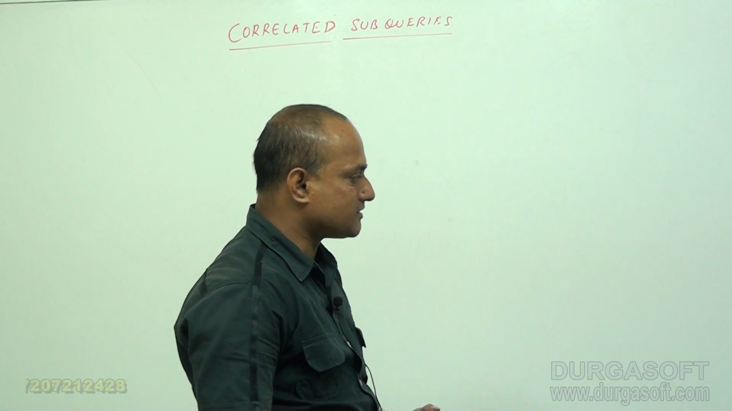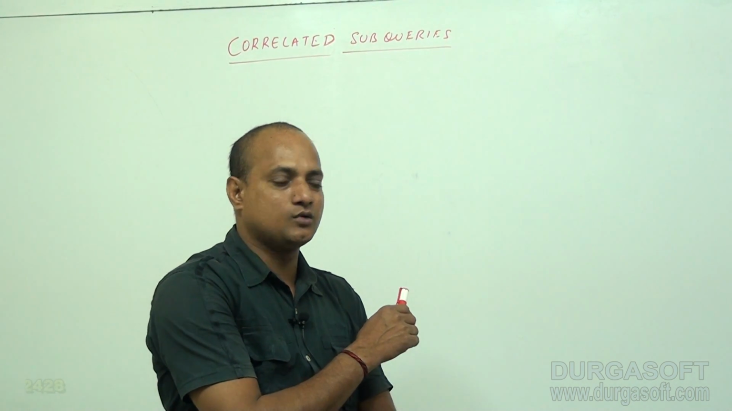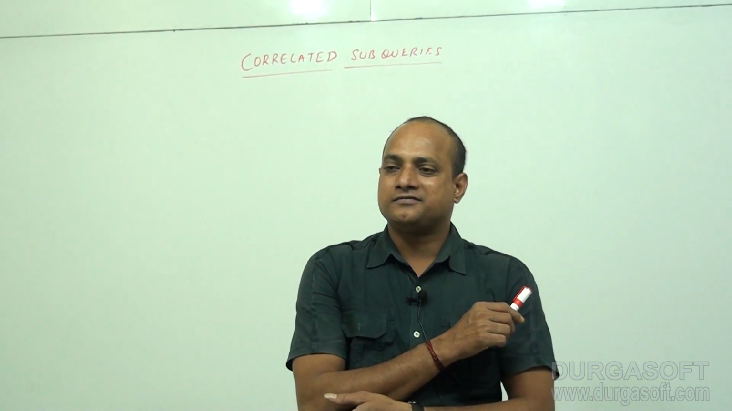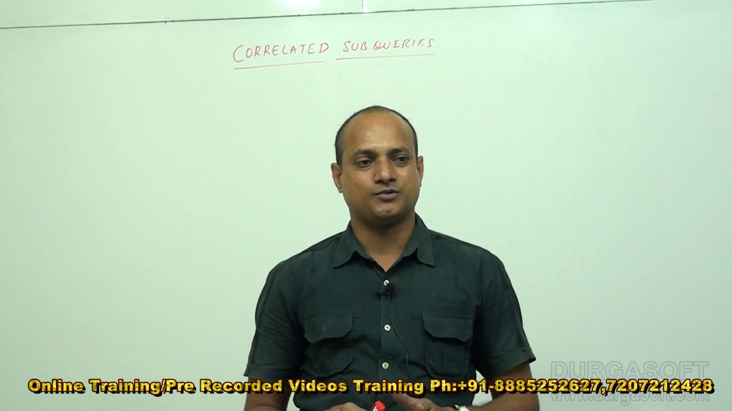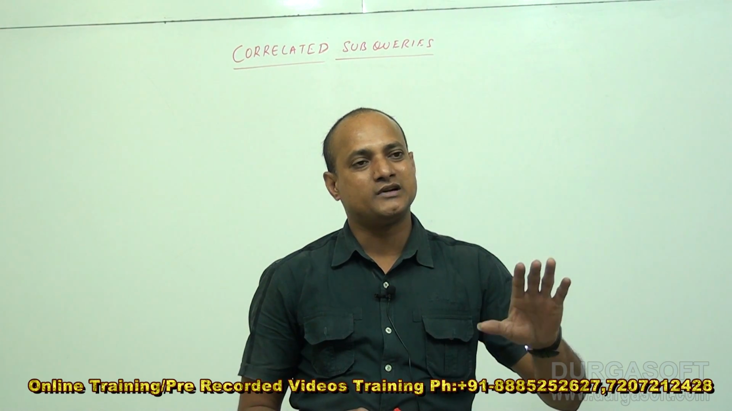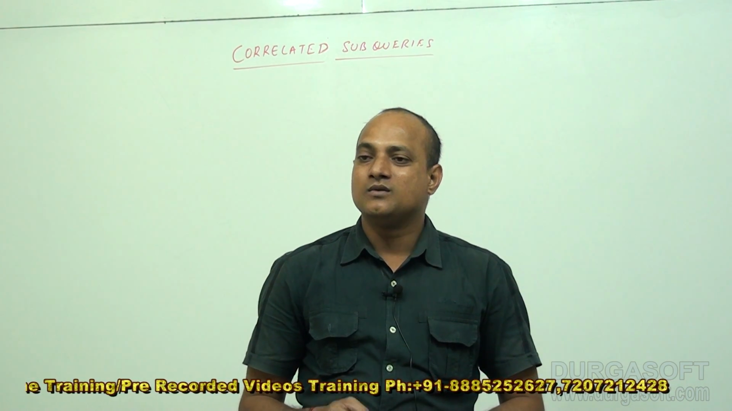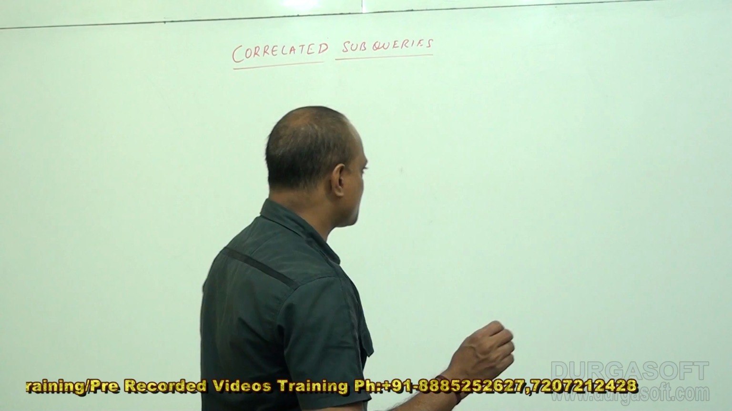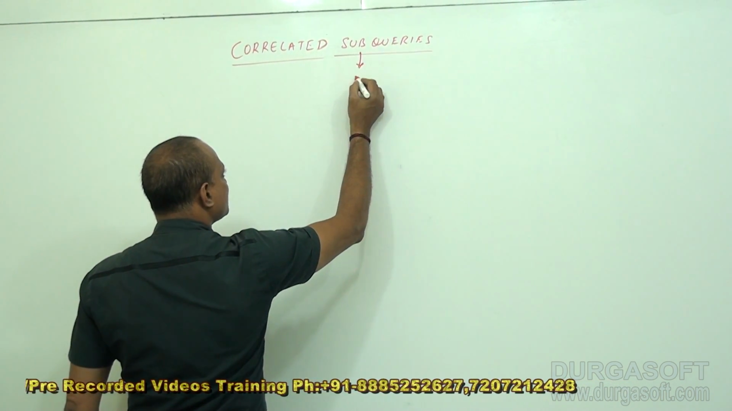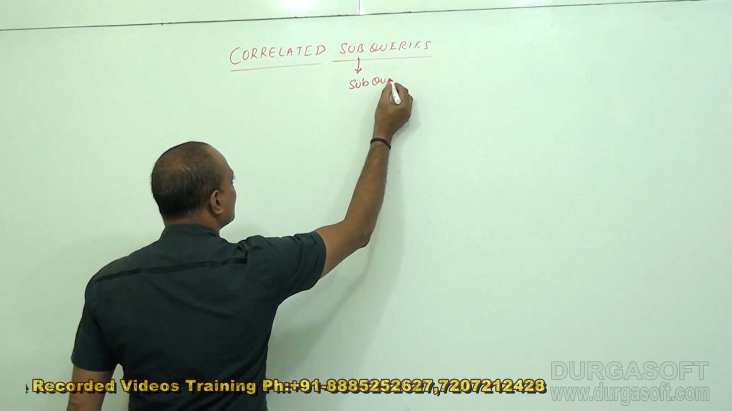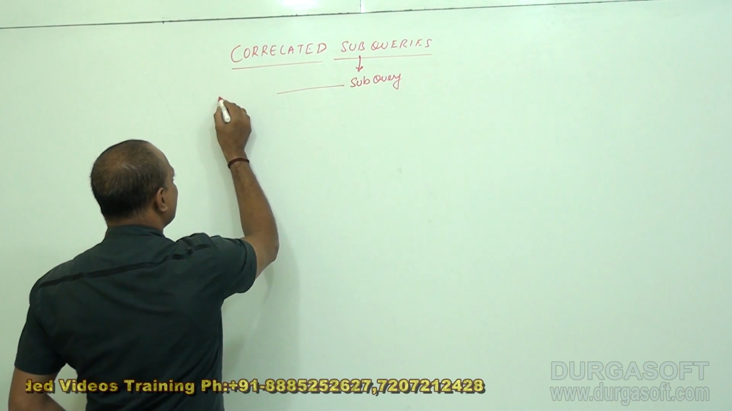Now let me discuss the correlated subquery. This is a special case. If you have a real requirement, then only use a correlated subquery. Otherwise, it will decrease your database performance or query level performance. Why is that? First, let me explain what a correlated subquery is. It is a subquery, right? Before the subquery, there is an outer query.